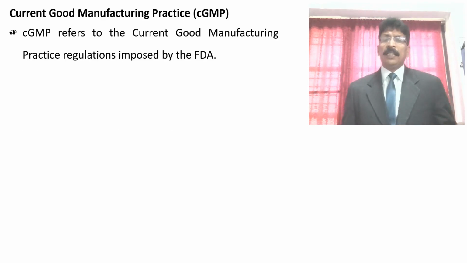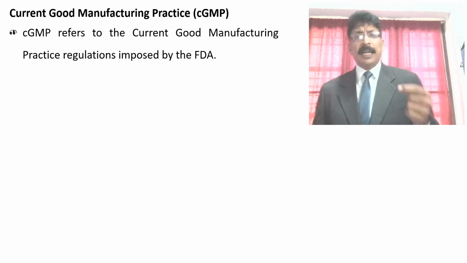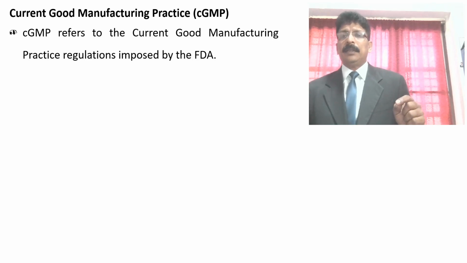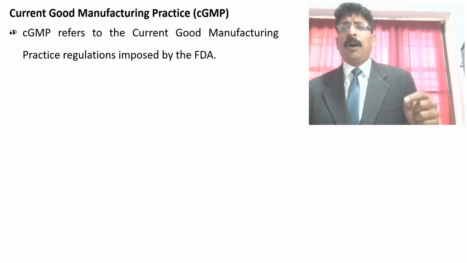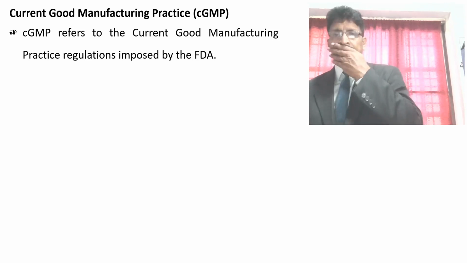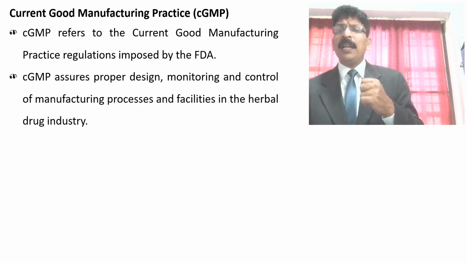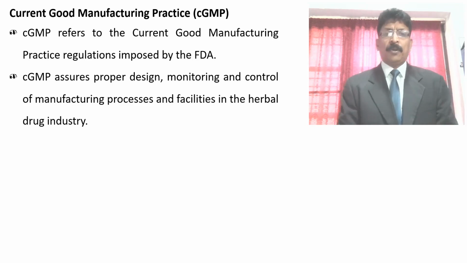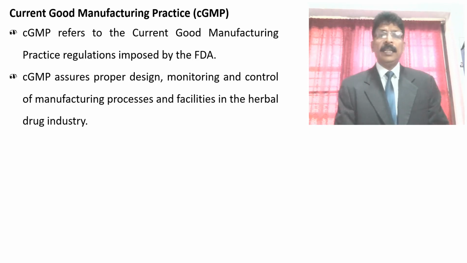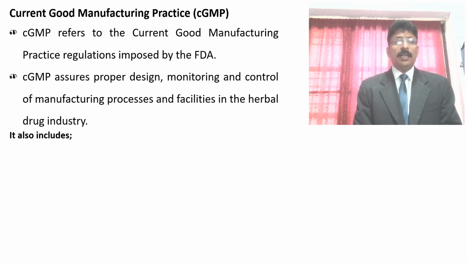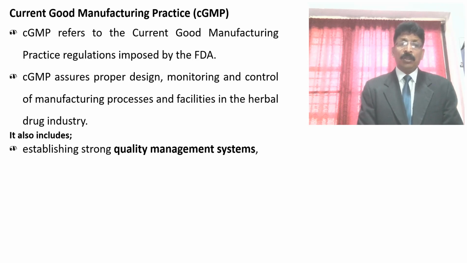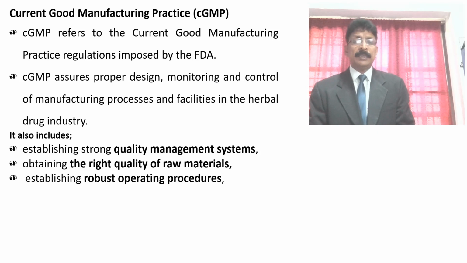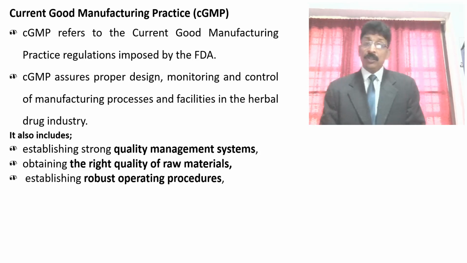Current good manufacturing practice refers to the current good manufacturing practice regulation imposed by FDA, Food and Drug Administration, which has been specifically informed and insisted by WHO. Current good manufacturing process assures proper design, monitoring, and control of manufacturing processes and facilities in the herbal drug industry. It also includes establishing strong quality management systems, obtaining the right quality of raw materials, establishing robust operating procedures.